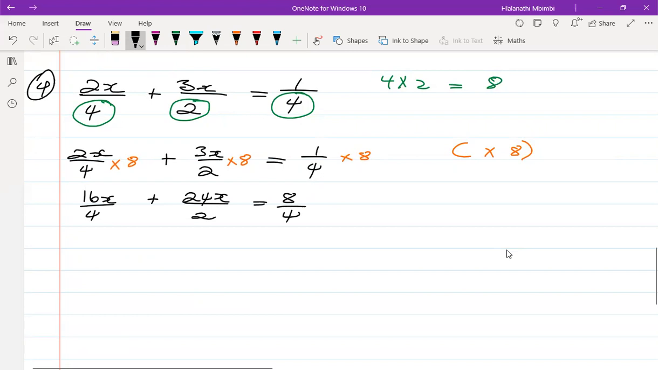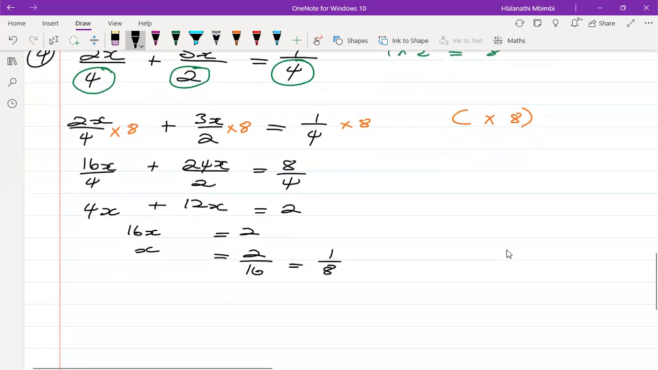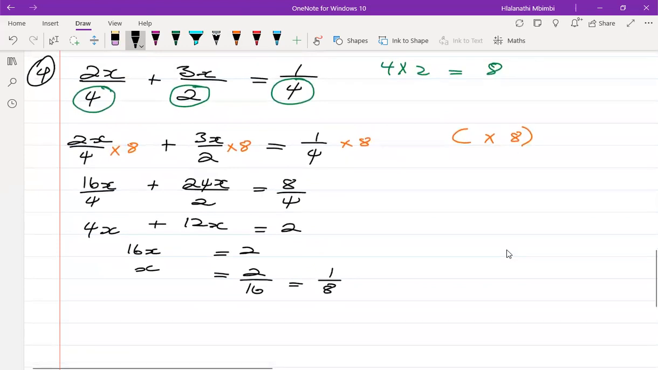Yes. And then what you will have here is just going to be 4x plus 12x, and that would give you 2. These ones combine to give you 16x is equal to 2. So your x would be equal to 1 over 16. Okay, are we happy? Yes, sir, very happy. Okay, cool.